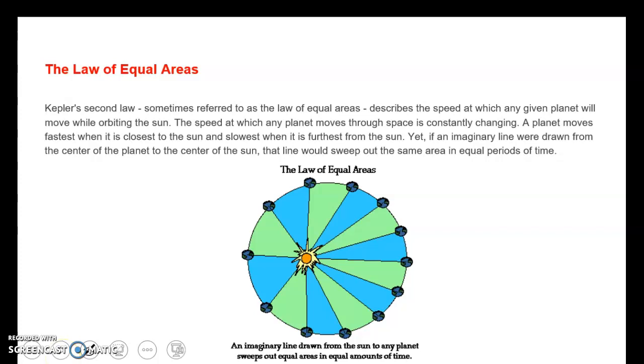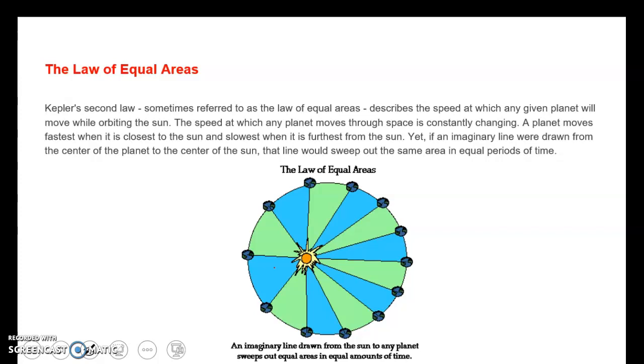The law of equal areas is the second law. It describes the speed at which any given planet will move while orbiting the Sun. The speed at which any planet moves through space is constantly changing. A planet moves fastest when it is closest to the Sun and slowest when it is furthest from the Sun. Yet, if an imaginary line were drawn from the center of the planet to the center of the Sun, the line would sweep out the same area in equal periods of time.